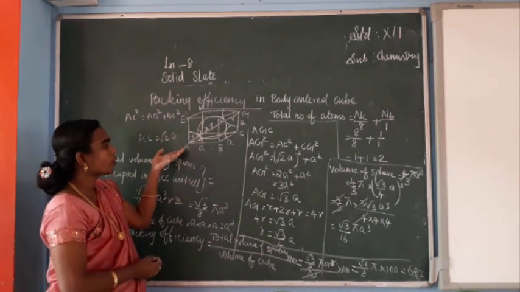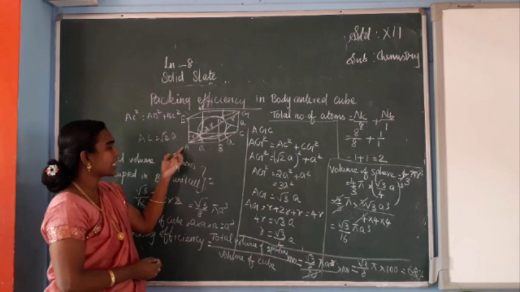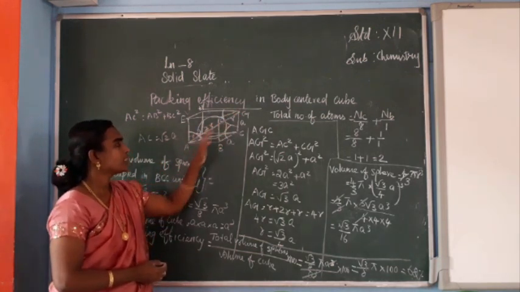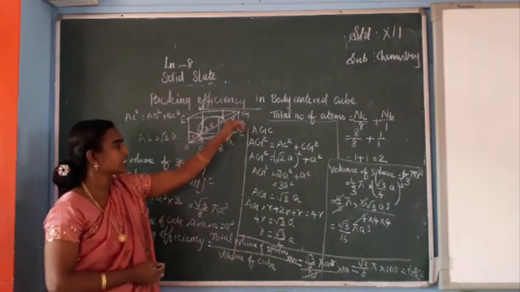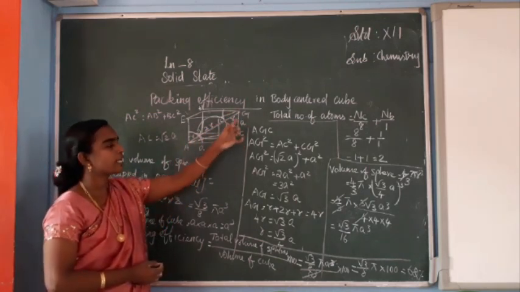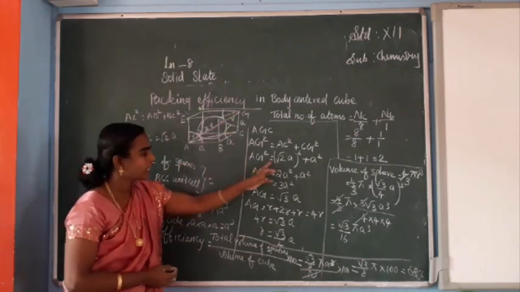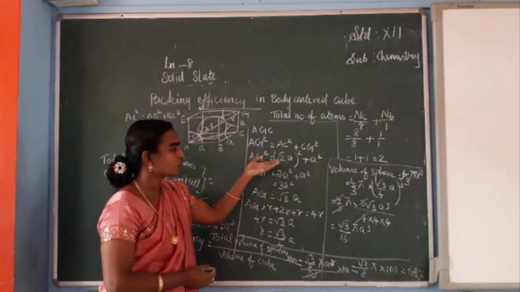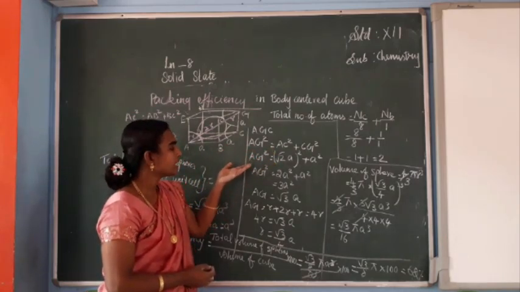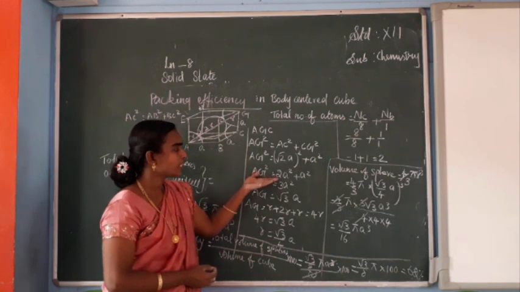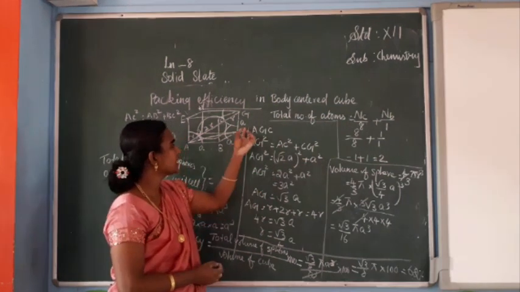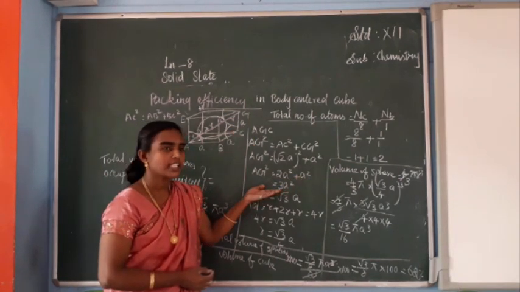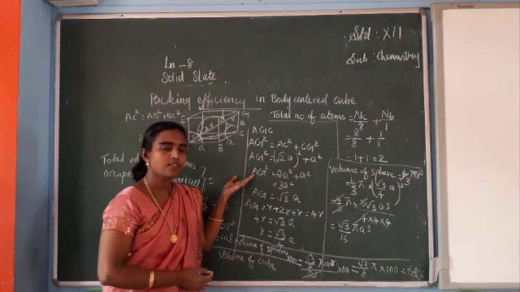So what's the next step that we have to do, students? We are going to take the next triangle, that is ACG, isn't it? So this triangle you are going to take. In this triangle, AG square is equal to AC square plus CG square, isn't it? So here I have written. AC value we already found, so this value should be substituted here. So AG square is equal to 2a square. Then CG square, CG is an edge length, that is a. So that is a square. Then you are getting 3a square. So we found the AG value also.